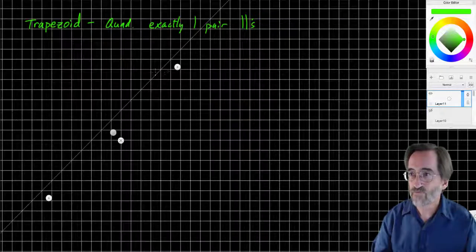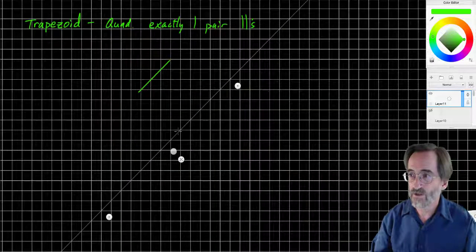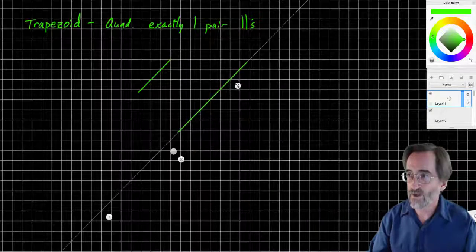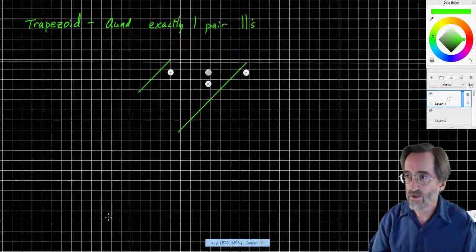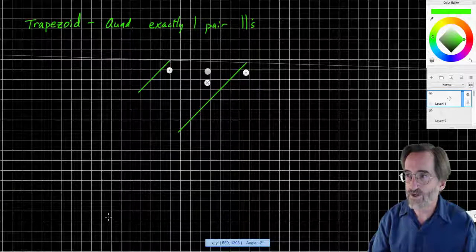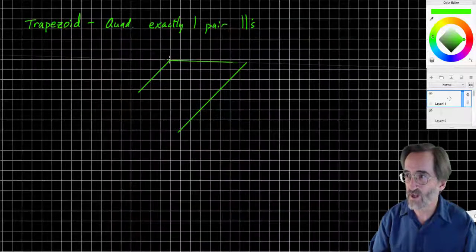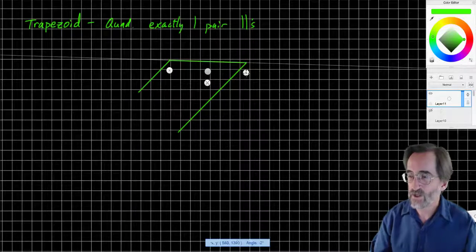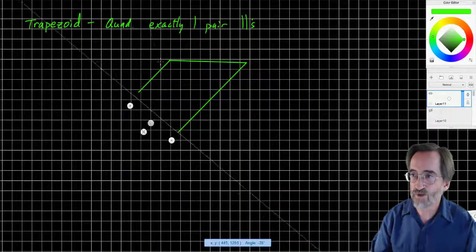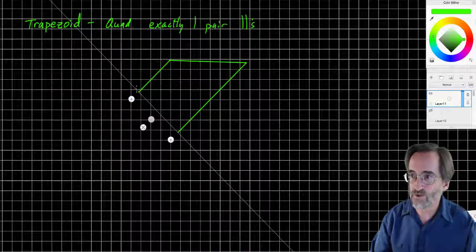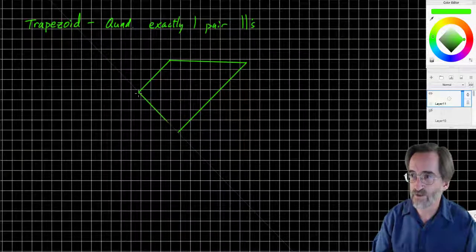So this is a trapezoid. I have one set of parallels, and the other two sides are not parallel. Trapezoid. Now, you can imagine, that's the definition, exactly one pair of parallels. But there are some properties that are also true about trapezoids.